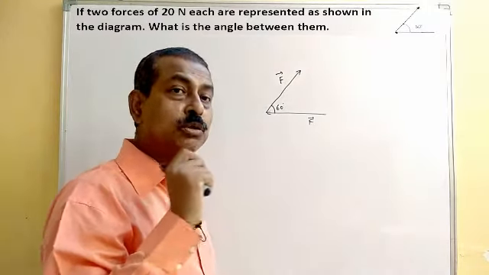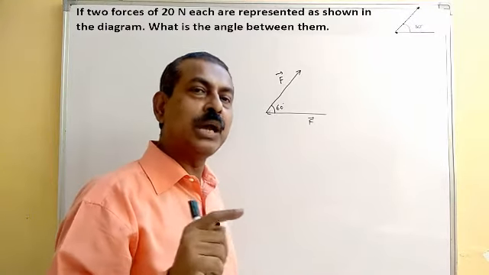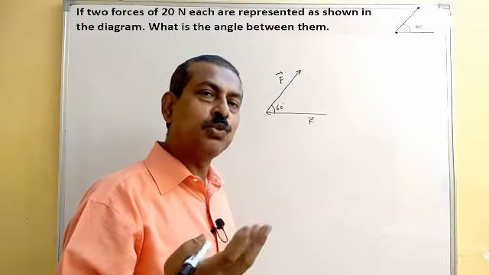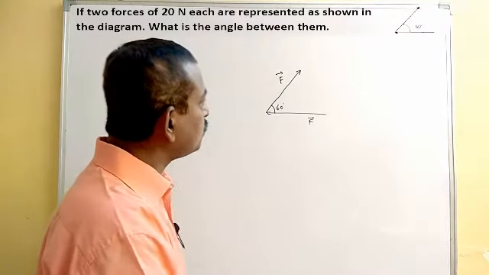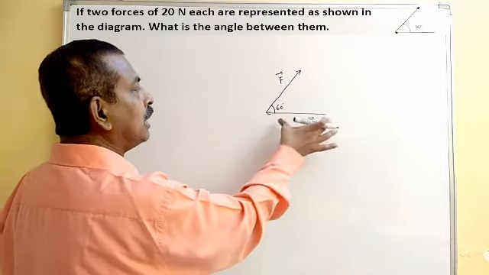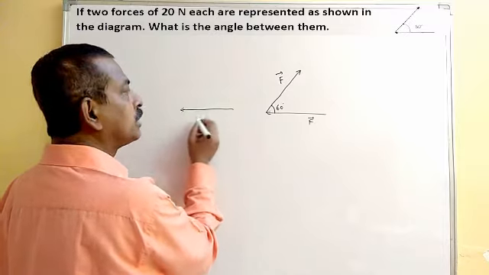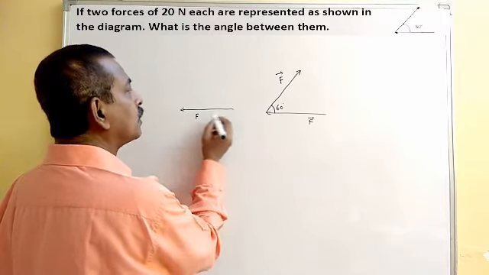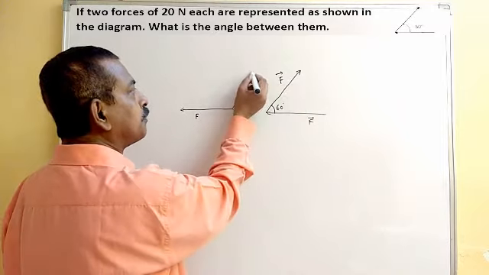Moreover, you have to take the smaller angle between the two, because between two lines, there can be two angles. So you have to take the smaller one. So what we do, we'll just redraw it. Like this one will be represented here as this particular vector F. And this is the another one, that is this vector.